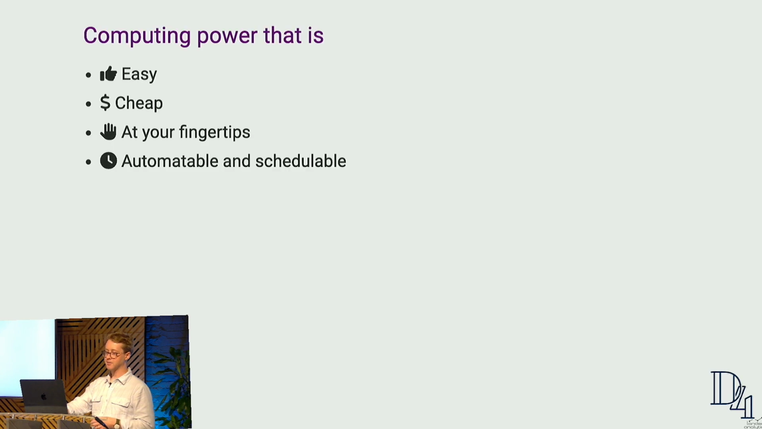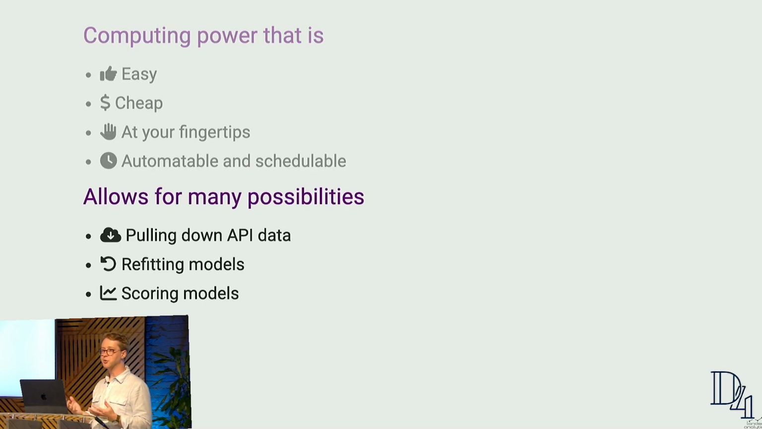So what did we cover? We covered GitHub Actions is just computing power. It's a Raspberry Pi in the sky. That's easy, it's cheap, it's at your fingertips, and it's automatable and schedulable. And you can do whatever you like with it. You can pull down API data, you can refit models, you can score models. And so it's really up to you as to what you'd like to do with it.